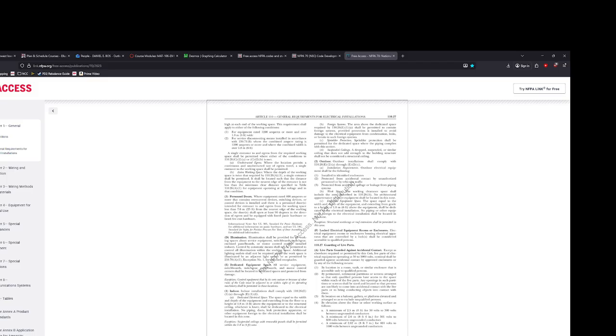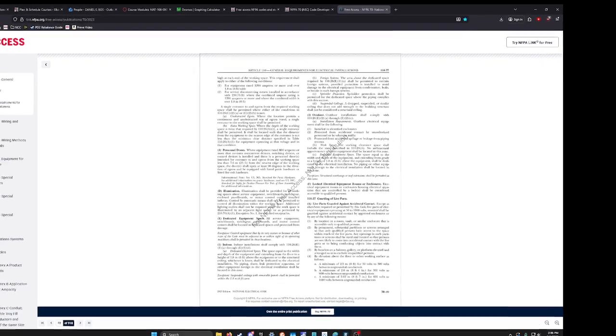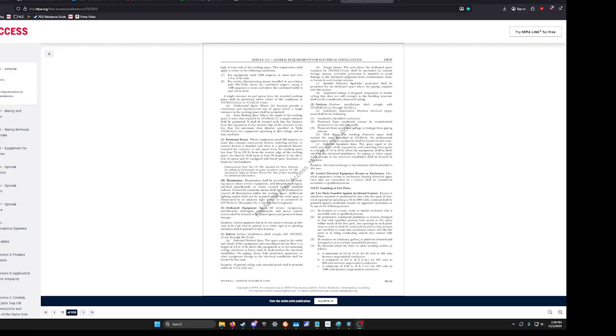Unobstructed egress for the location permits a continuous and unobstructed way of egress travel. A single entrance to the working space shall be permitted. Extra working space where the depth of the single device or the single working space is twice that required by 110.26(A)(1). So that chart we were just talking about. A single entrance shall be permitted. It shall be located such that the distance from the equipment to the nearest edge of the entrance is not less than the minimum clear distance specified in the previous table for equipment operating at that voltage and in those conditions. Okay. What does that mean? It means if your area is larger than required, you need to still meet those requirements of where you need to have space for your door.